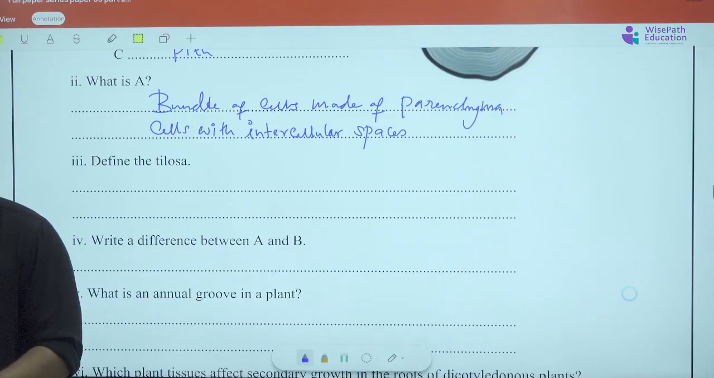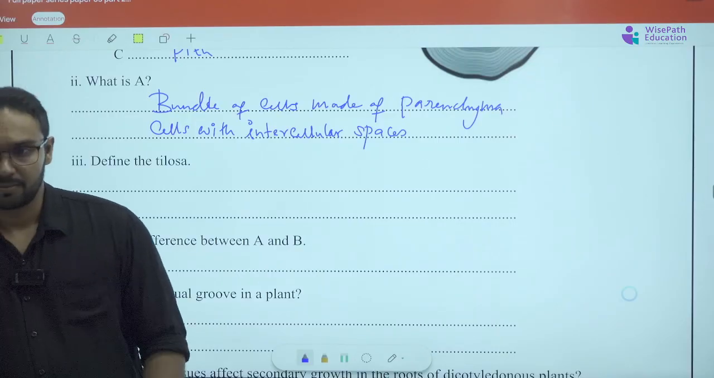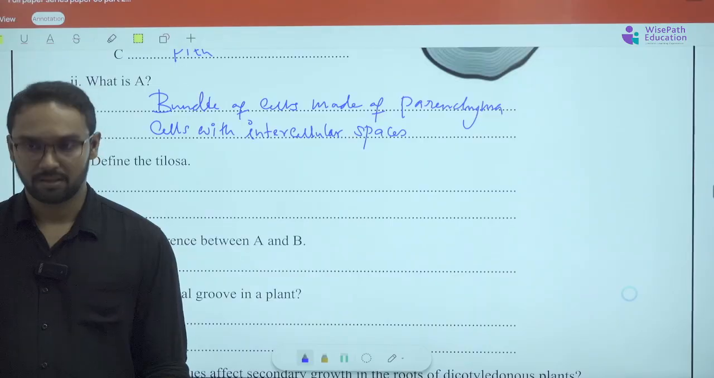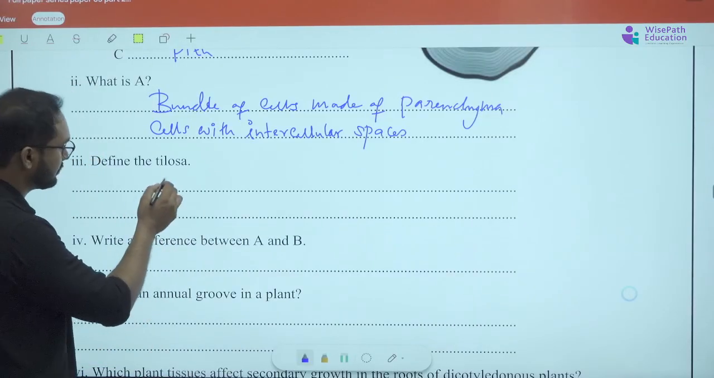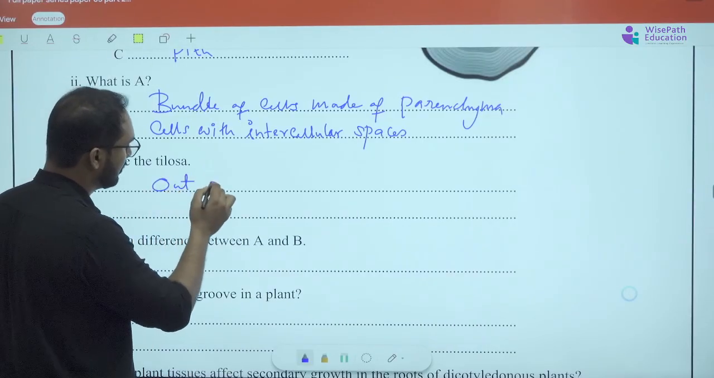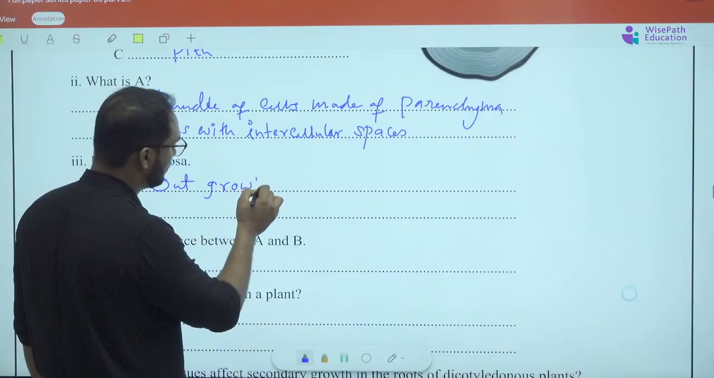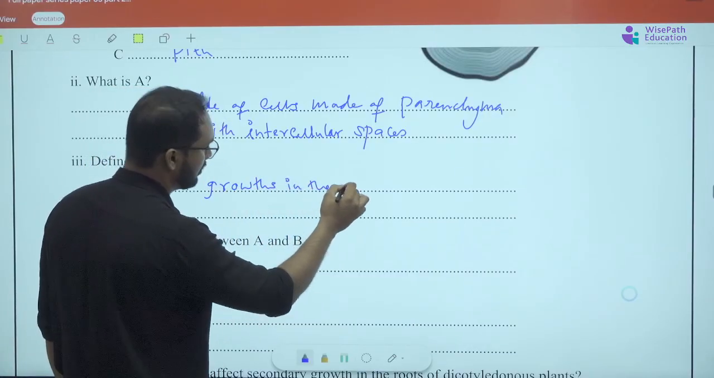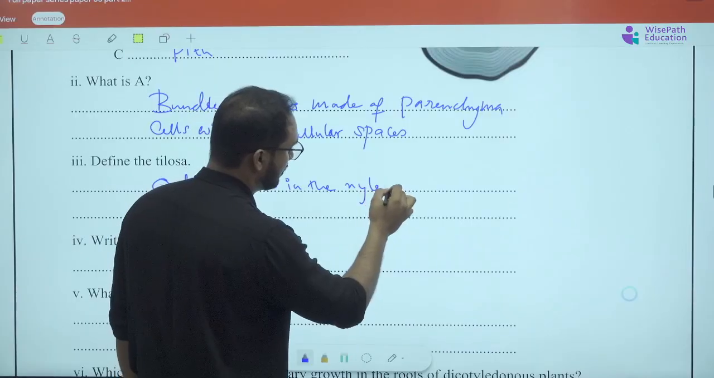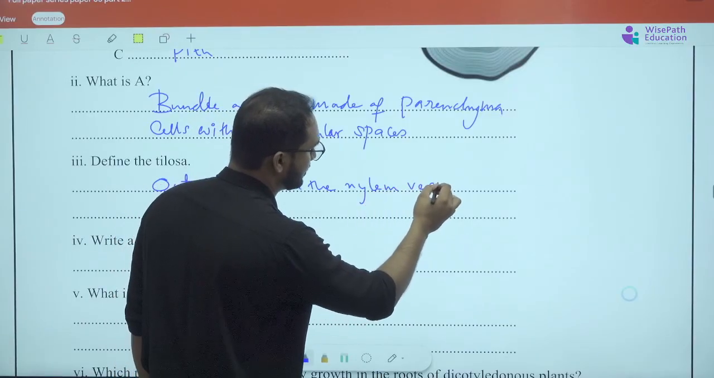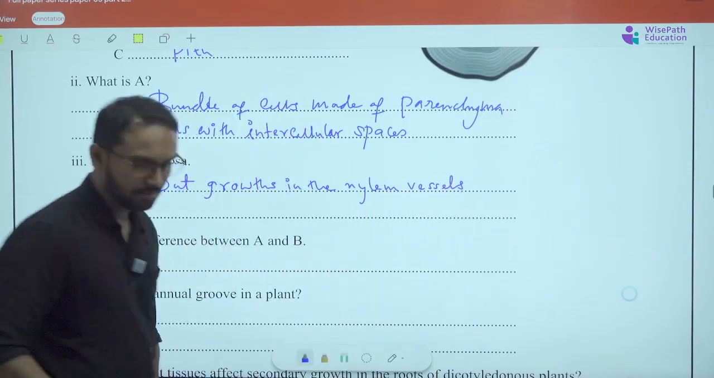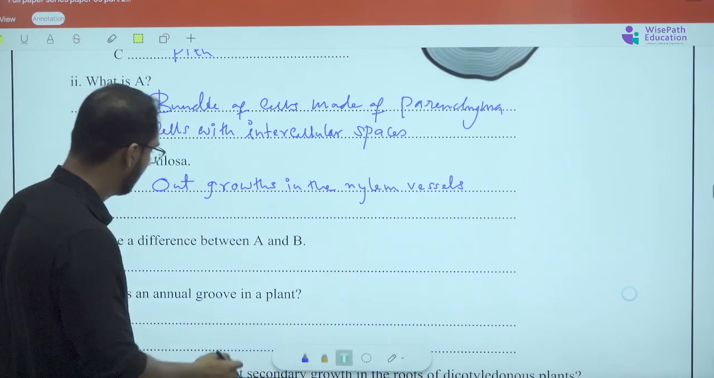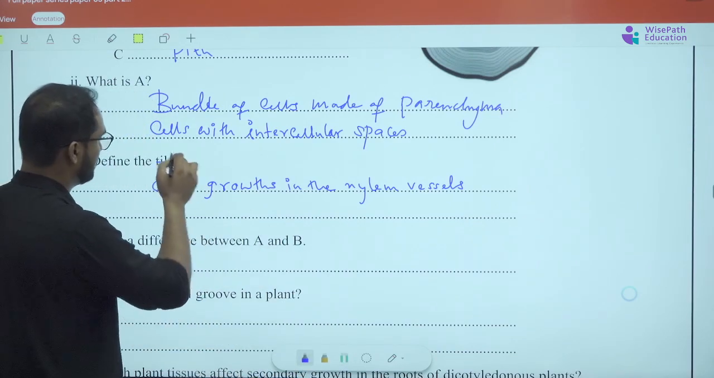Outgrowth in the xylem. Yes, xylem. Outgrowth in the xylem vessels. Xylem vessels make a... Tylose.